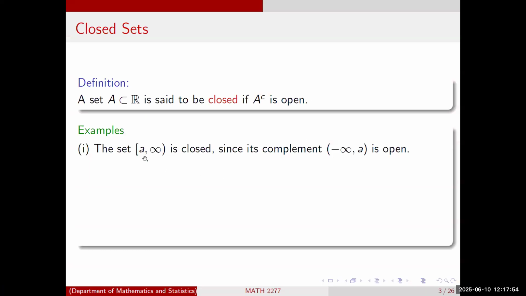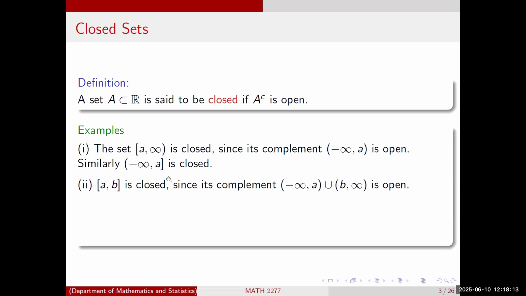Okay, so these types of intervals, these half-open intervals, or however you want to call them, are closed sets. In a similar way, minus infinity up to A, where you're closed at A, is also closed. Why is this true? Again, just look at the complement of it. Now, what about the closed interval AB? It turns out that this is a closed set.